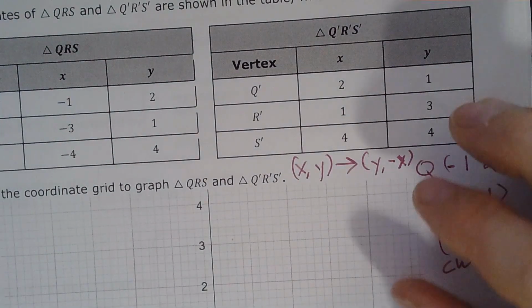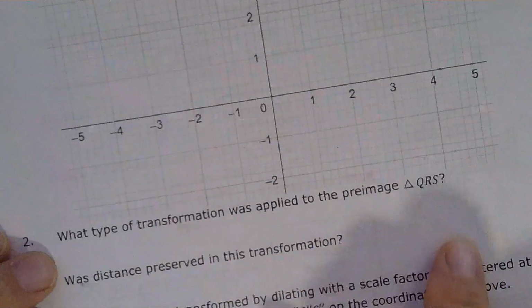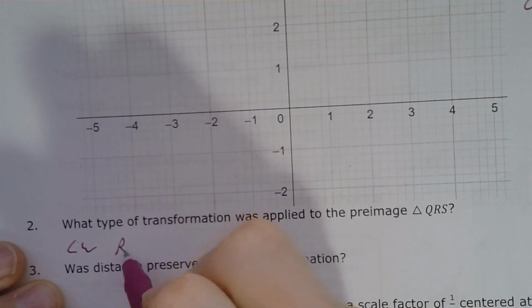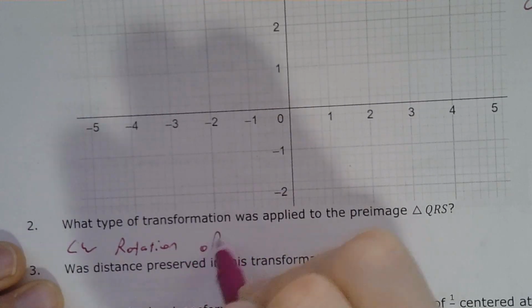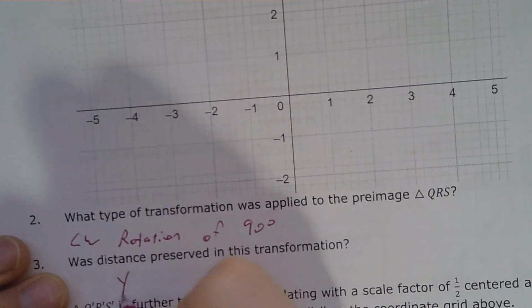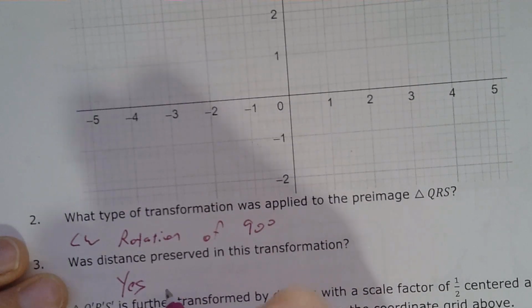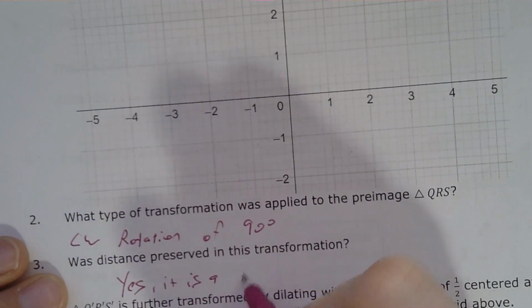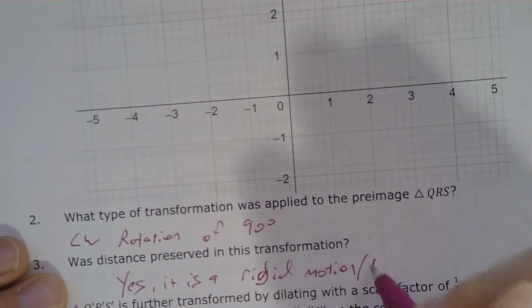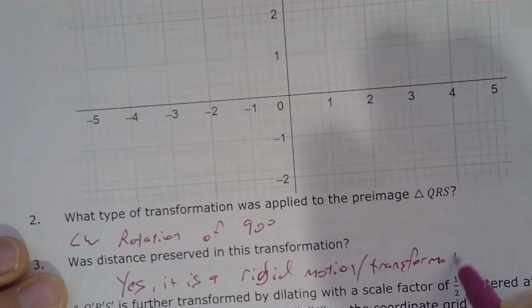Okay, so let me go ahead and plot. So what type of rotation was applied? I mean, do I even need to plot it? I'm going to plot it, but just to prove that I was right. Right, but let's see. I'm going to say it's a clockwise rotation of 90 degrees, and did this preserve distance? Yes, it sure did, because it is a rigid motion transformation.